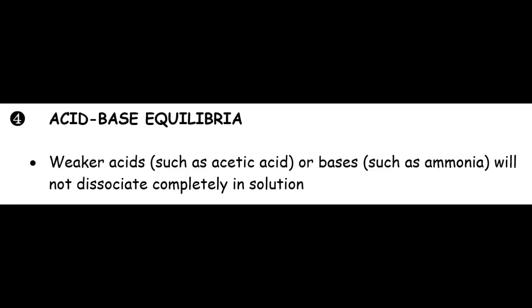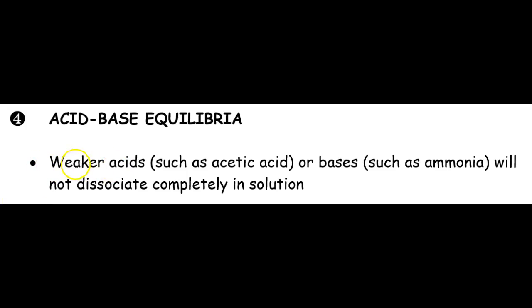Alright, the last type of equilibrium that we're going to be looking at is the equilibrium that exists between acids in solution and bases in solution. You may remember from the tail end of grade 11 chemistry where we discussed weak and strong acids and the difference between them. I'm just going to go over that to make sure that you remember it.